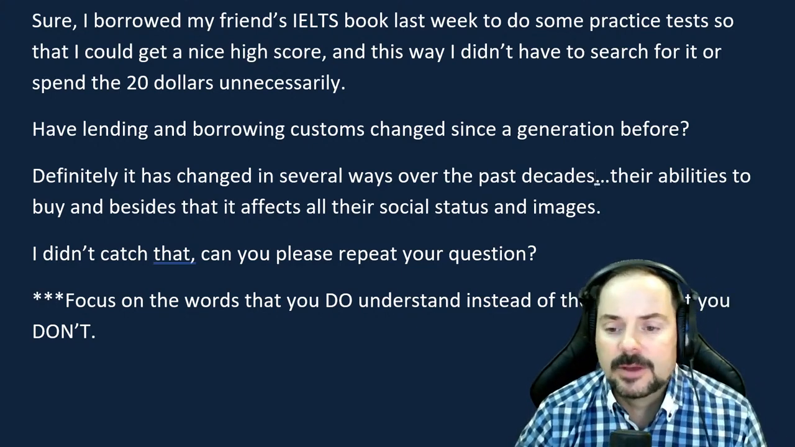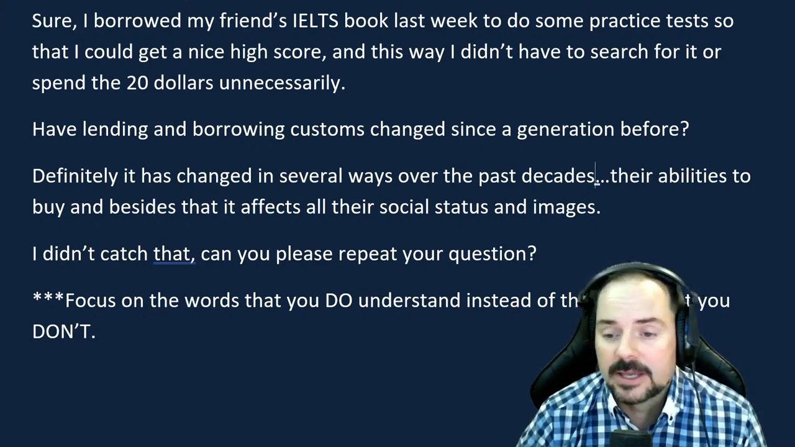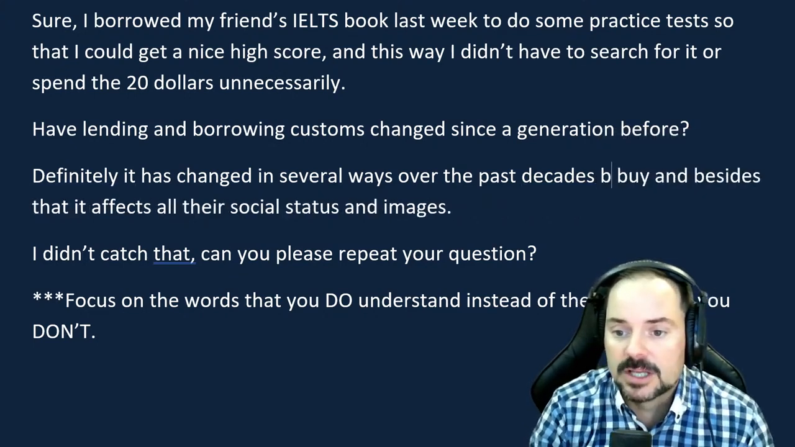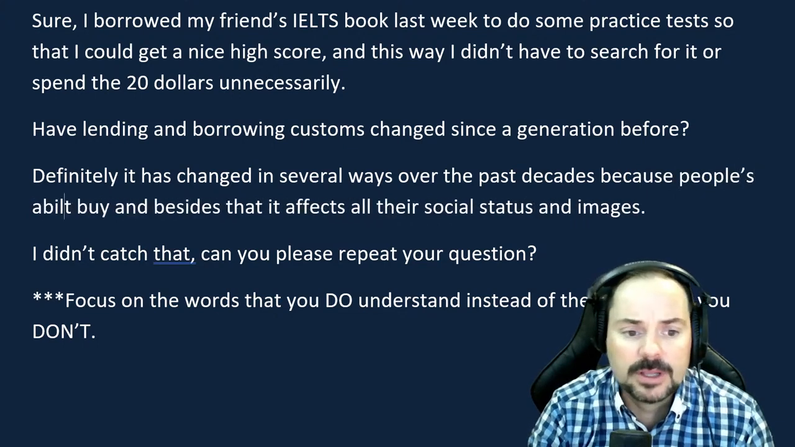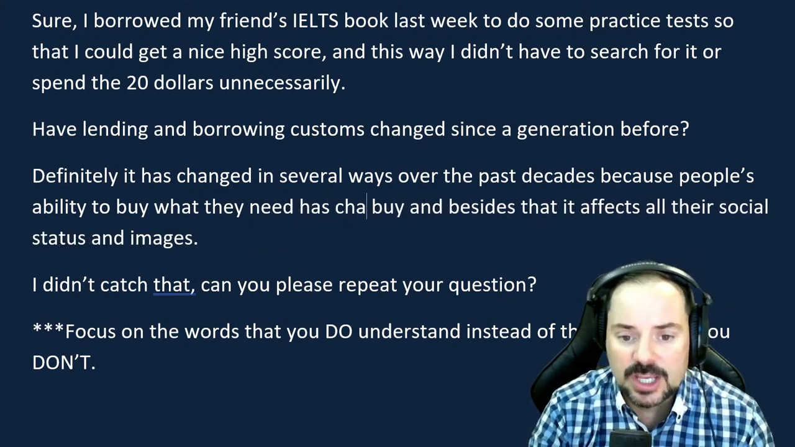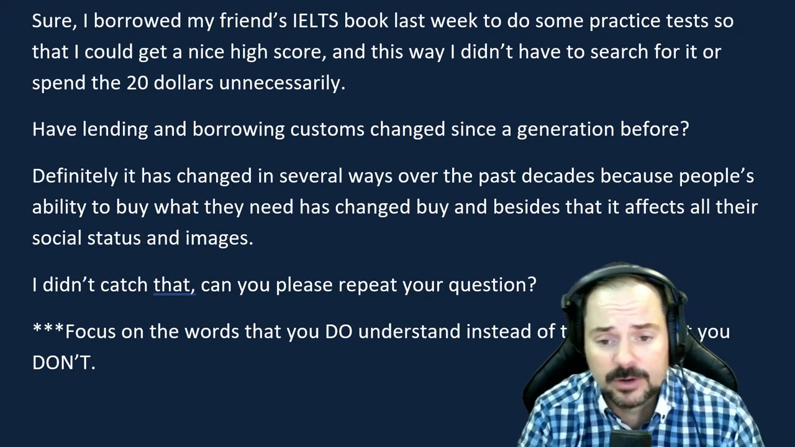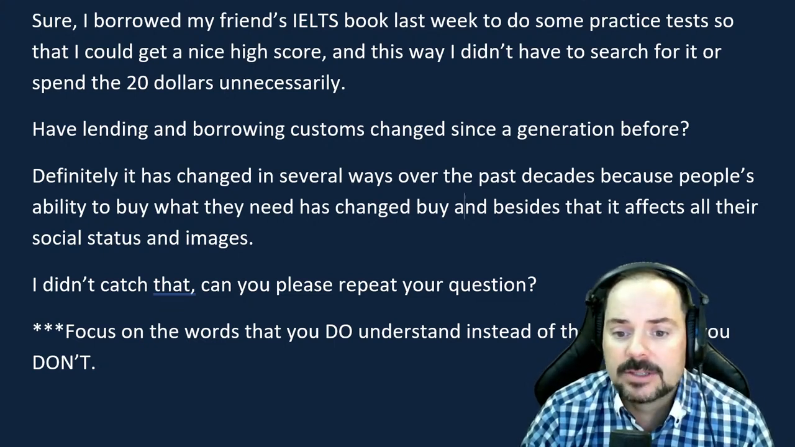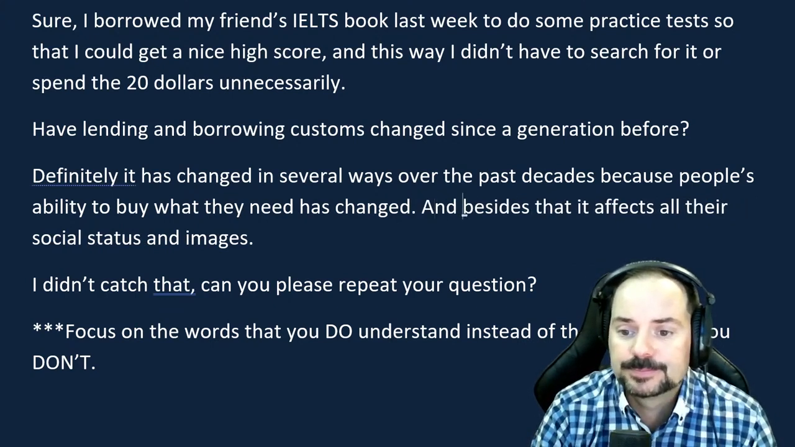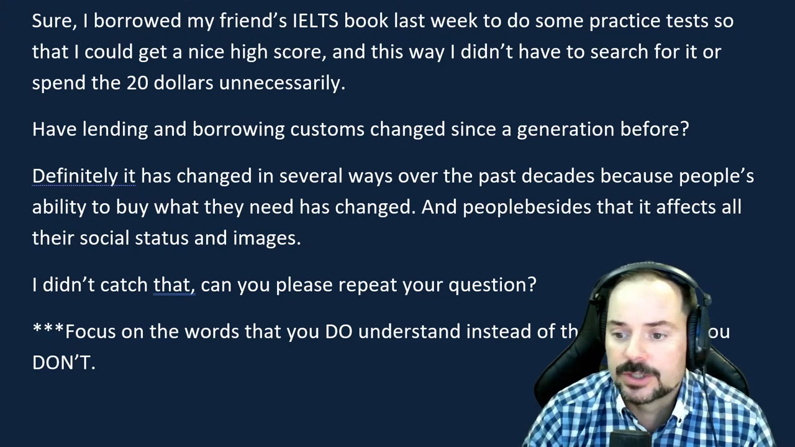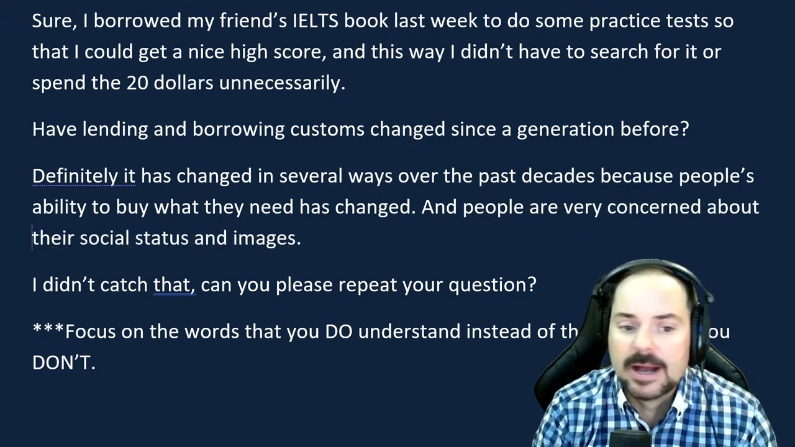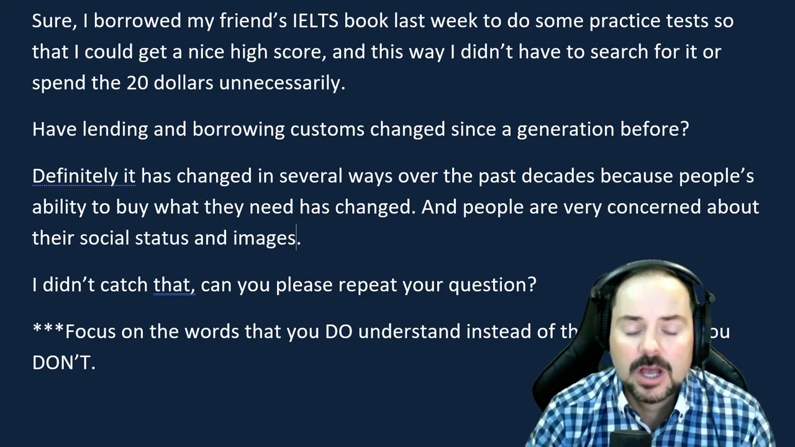And then you said because people's ability to buy has changed. Yeah, I kind of got what you were saying, but you needed to say it a bit clearer. So, because people's ability to buy what they need has changed. Good use of the present perfect, by the way, or attempt for it. And I liked this part, I think it was very clever. You can say, and people are very concerned about their social status and image.